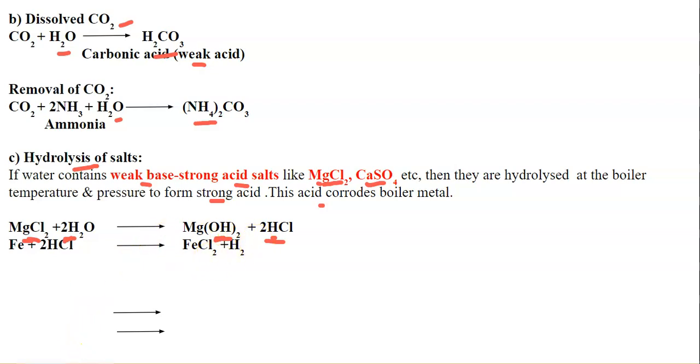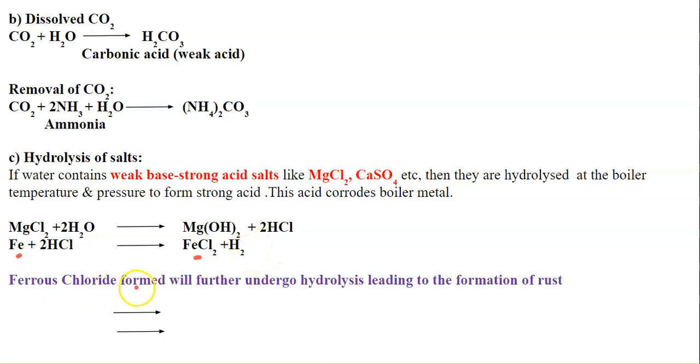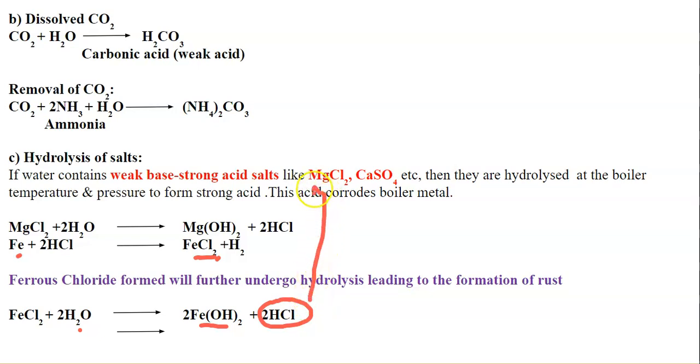So this strong acid which is formed will react with the boiler metal, which is Fe, to form FeCl2 plus hydrogen gas evolved. Now this ferrous chloride formed will further undergo hydrolysis, leading to the formation of rust. So again you can see FeCl2 is a salt of a weak base and strong acid. So the Cl part is coming from the strong acid. So it will undergo hydrolysis. It is undergoing hydrolysis to form ferrous hydroxide, plus again acid is formed. So this acid will again react with the salt of weak base and strong acid and it will continue the reaction.